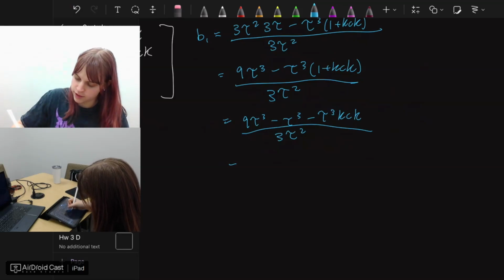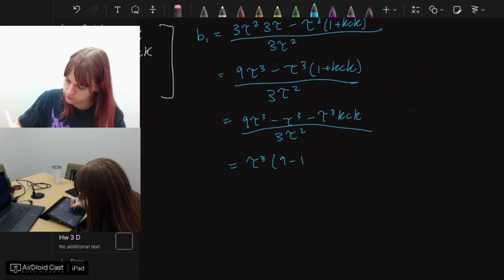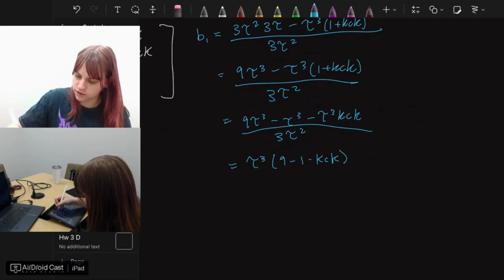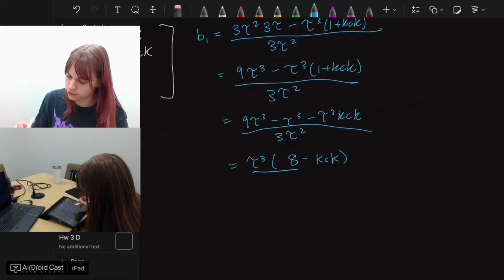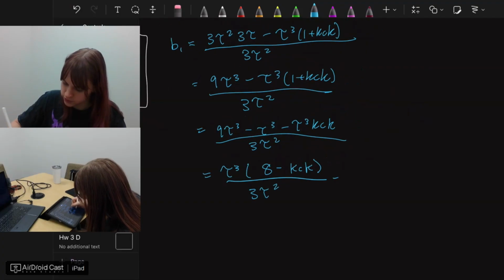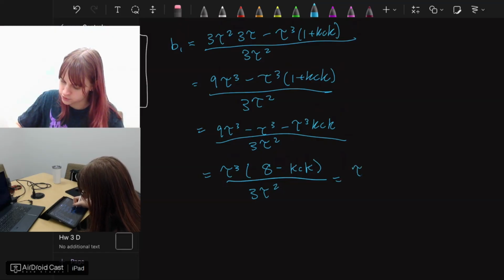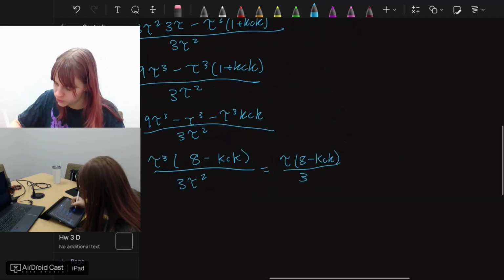Then I'm going to pull out the tau cubed. We have 9 minus 1 minus KcK. As we can see, that 9 minus 1, I'm just going to rewrite as 8, all divided by 3 tau squared. And then we get tau times 8 minus KcK over 3. And that should be our B1.